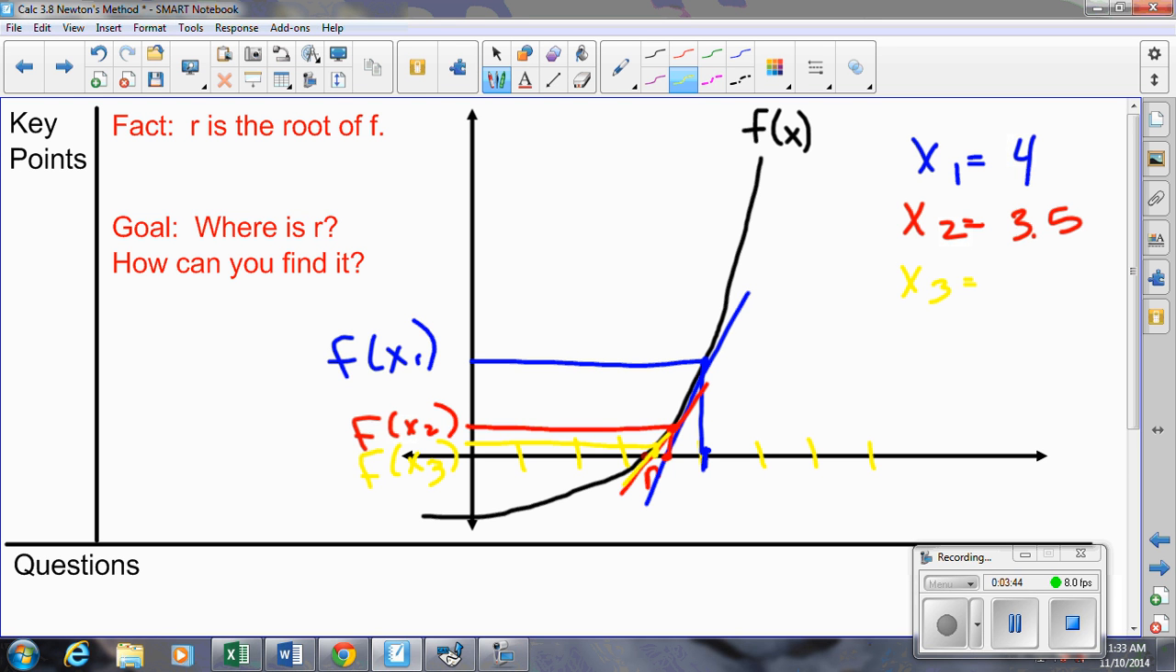Basically, you just repeat this process. Guess a number, get its height, get its tangent, wherever that's crossing the x-axis, that's the next one we will use. Get that height, get that tangent, then use the next one. Get that one, and so on and so forth. You just use this iterative process, and by repeating this over and over, you can get closer and closer and closer. I would like to point out, though, if you have a really bad guess, this might not work.